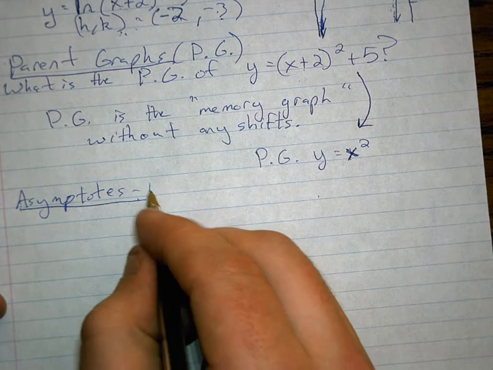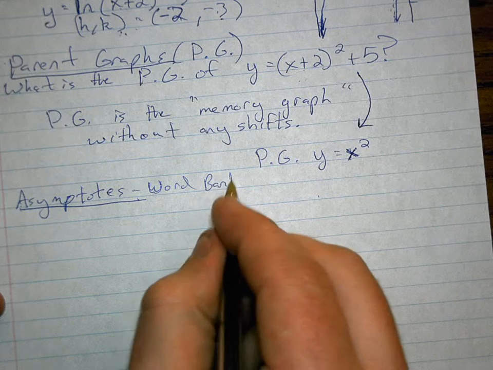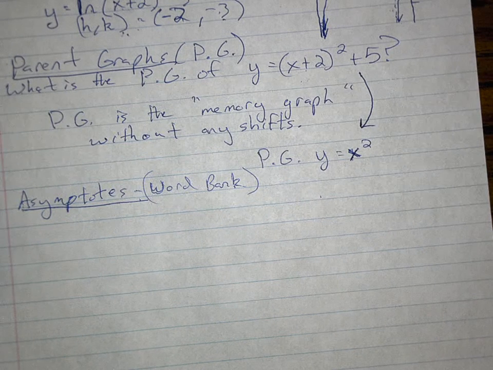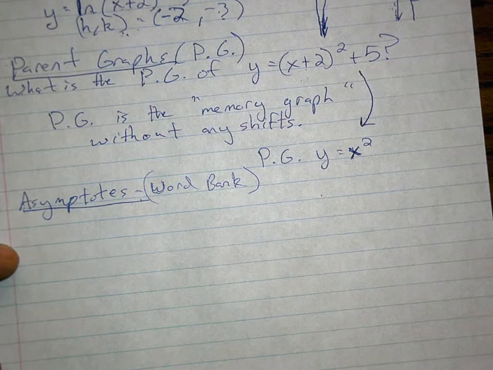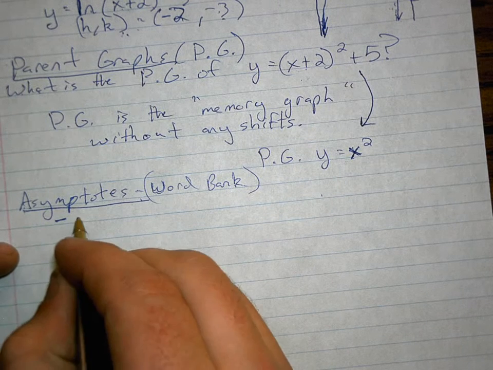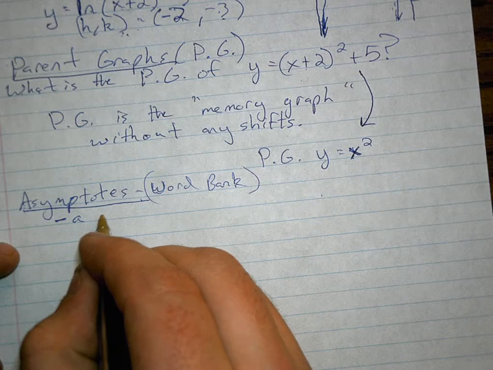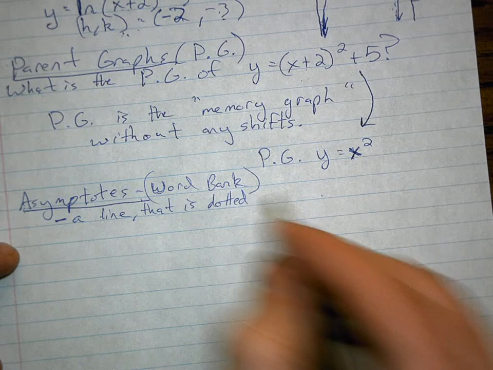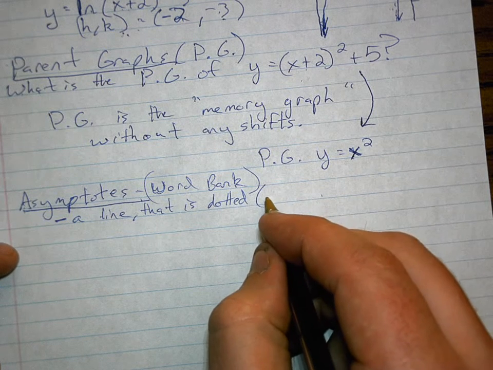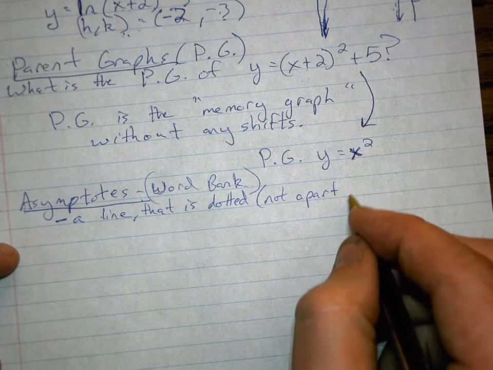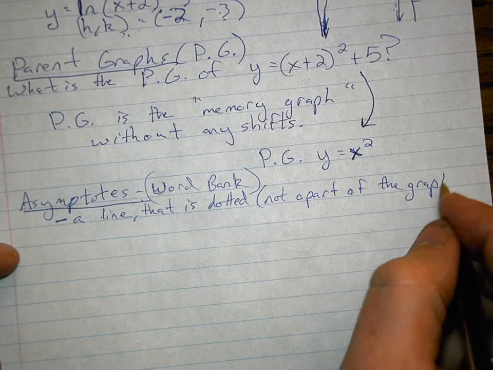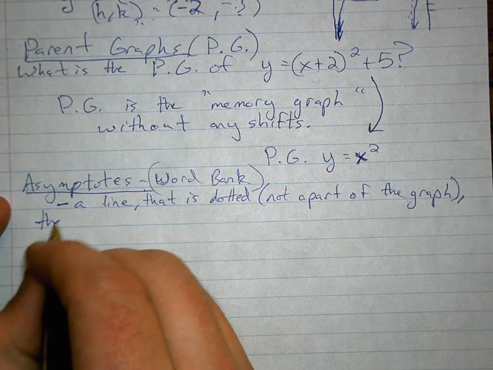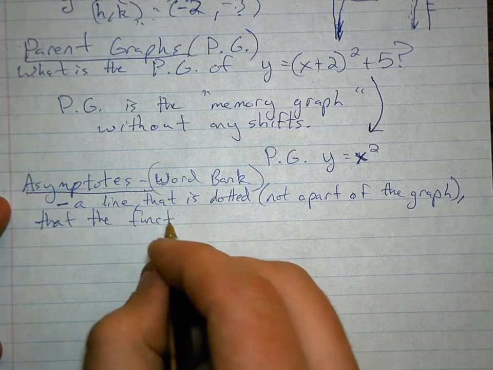I would add this to your word bank, unless you absolutely understand what it is. So the way I like to define it, a line that is dotted, and let me put in parentheses, it's not a part of the graph. It's dotted, not a part of the graph, that the function approaches.